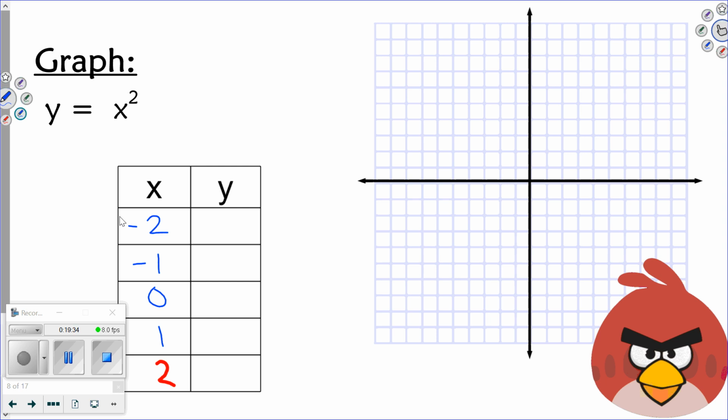So what's negative 2 squared? This is where you answer me. It is positive 4. Negative 1 squared? 0 squared? 1 squared? 2 squared? There we go. And then what did you do with these points? You plot your points. So negative 2, 4: back 2, up 4. Negative 1: back 1, up 1. 0, 0. 1, 1. And 2, 4.